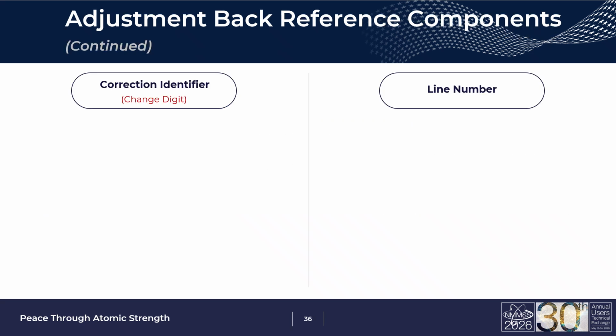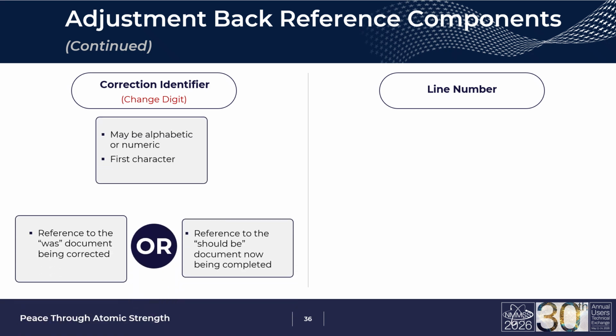Adjustment back reference components consist of a one-character correction identifier, referred to as a change digit, and a two-character line number. The correction identifier may be alphabetic or numeric, and it is the first character of the back reference component. This character matches the correction number on the DOE NRC Form 741. This identifier could reference the was Form 741 document being corrected, or it could be a reference to the should be Form 741 document that is now being completed.